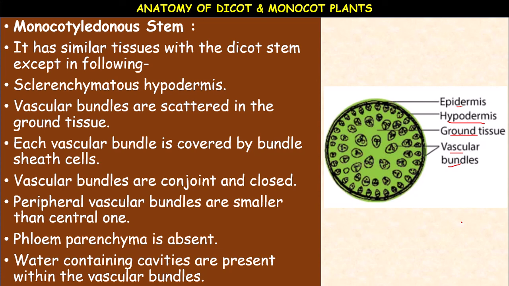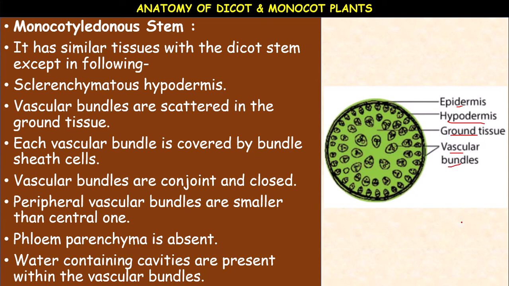If you consider the vascular bundles, in dicot they are in a ring, whereas in monocot stem they are scattered. The vascular bundles are conjoined, collateral or bicollateral and open type in dicot stem. The vascular bundles are conjoined, collateral and closed type in monocot stem. The bundle sheath is absent in dicot stem. Bundle sheath is usually present in the monocot stem. The phloem parenchyma is present in the dicot stem. Phloem parenchyma is usually absent in the monocot stem.